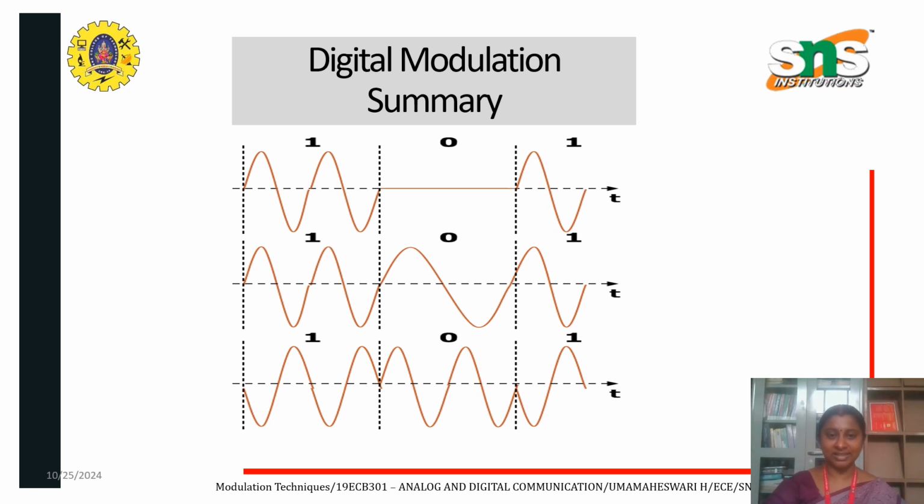First one is ASK, next is FSK, and third is PSK. In amplitude shift keying, the amplitude changes between 1 and 0. In frequency shift keying, the frequency is varied for 1 and 0. In phase shift keying, the signal phase is shifted for 1 and 0.